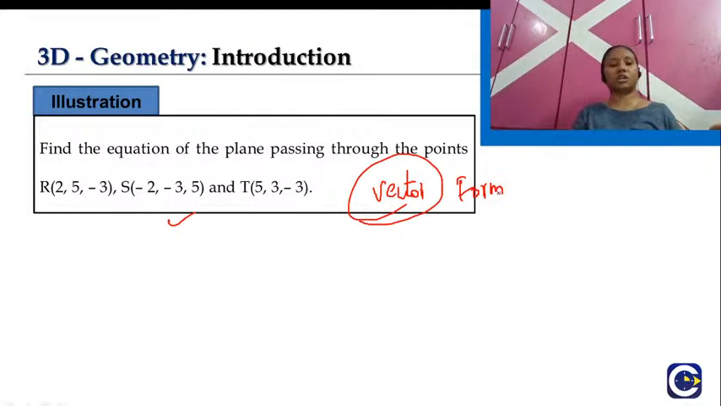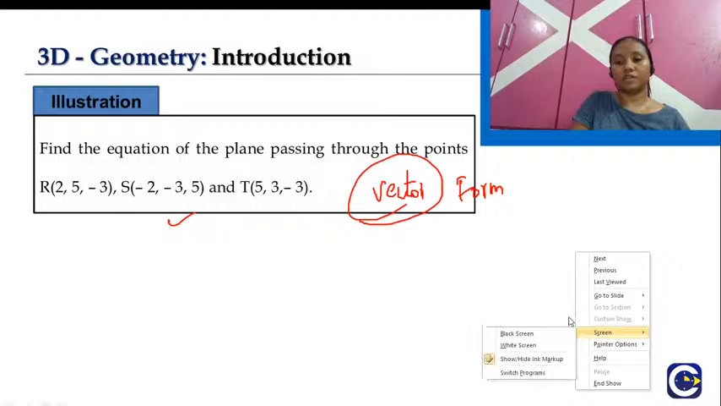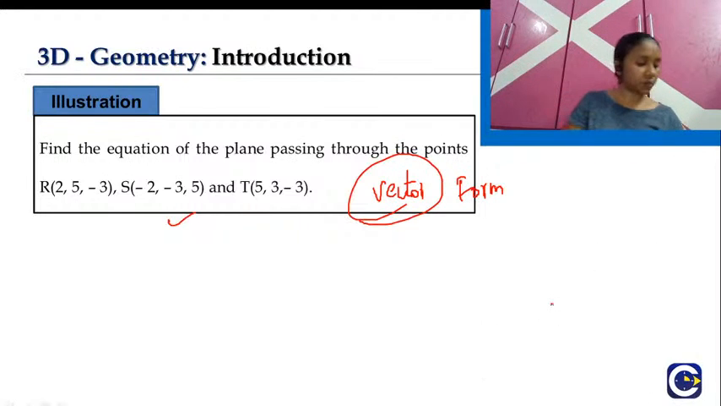Because for Cartesian form, it's simply substitution there. Okay, first we'll do one thing. First we'll try and find it in vector form and then we can see.